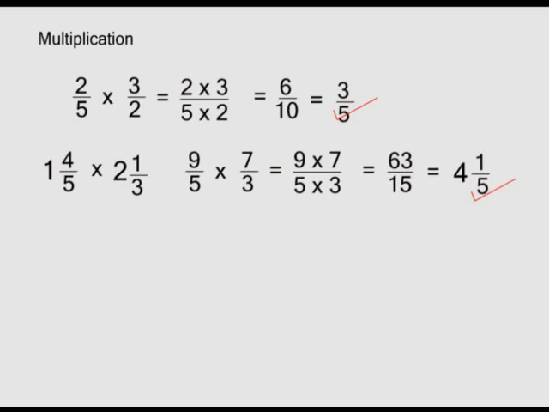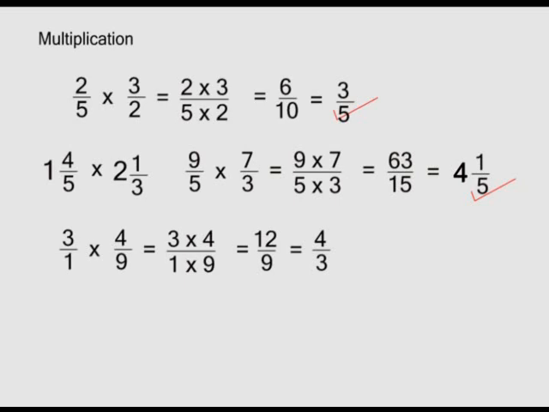When multiplying a fraction with a whole number, we just make the whole number a fraction with a denominator of 1. So 3 times 4 over 9. We make 3 a fraction, 3 over 1. So 3 over 1 times 4 over 9. Multiply the numerators. 3 times 4 over 1 times 9. So we have 12 over 9, which simplified is 4 over 3, as a mixed fraction, that is 1 and 1 over 3.